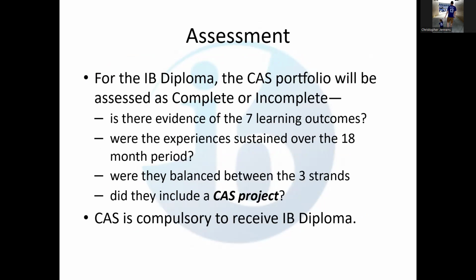And so how is this assessed? The CAS coordinator will look to see: is there evidence of the 7 learning outcomes? Were the experiences sustained over the 18 months? So it's not just, do I hit an hour count and then I'm done? No, it includes ongoing CAS experiences, and then a balance between the 3 strands: creative, action, and service. And then you must include a CAS project. In order to earn the full IB diploma, students must do CAS. It is required that students successfully complete CAS to have the opportunity to earn the full IB diploma.